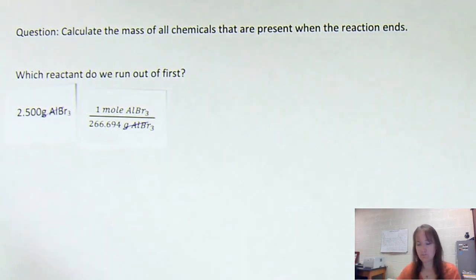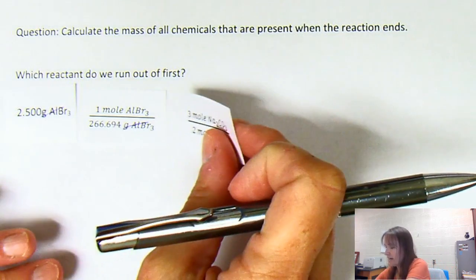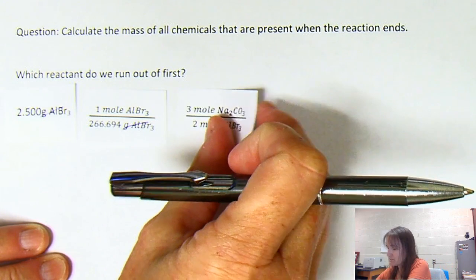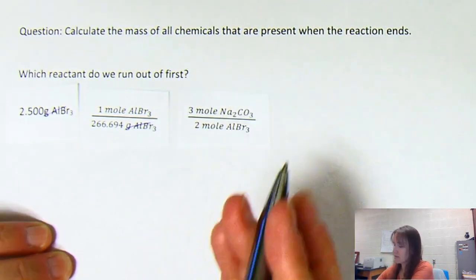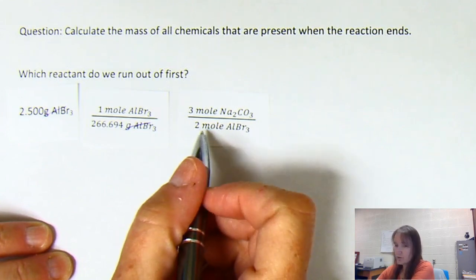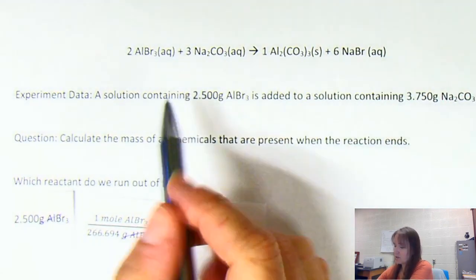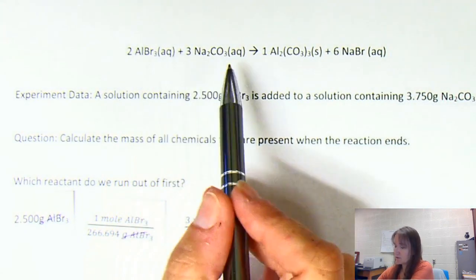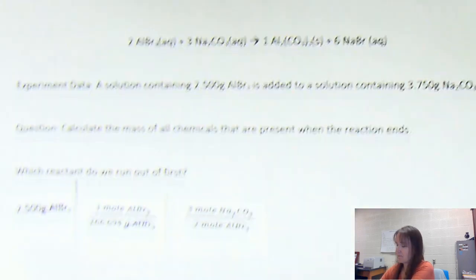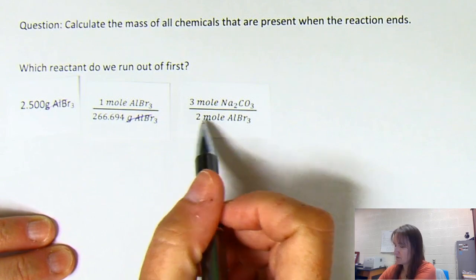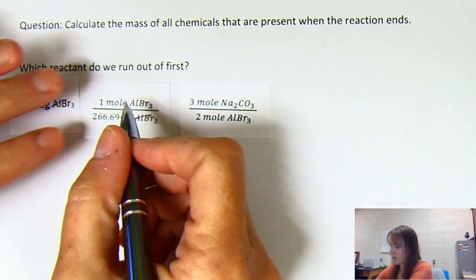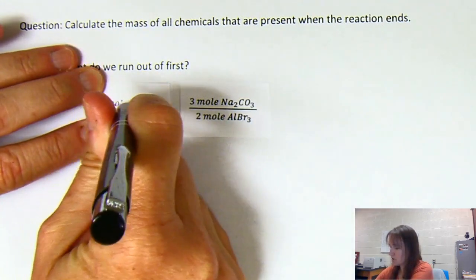When you get into the unit of moles, you can then figure out how many moles of the other chemical we would need to react. So comparing aluminum bromide to the sodium carbonate, the other reactant, there is a 2:3 ratio. 2 aluminum bromide to 3 sodium carbonate. So on the bottom I have the 2 moles of aluminum bromide because I want to cancel out the moles of aluminum bromide.